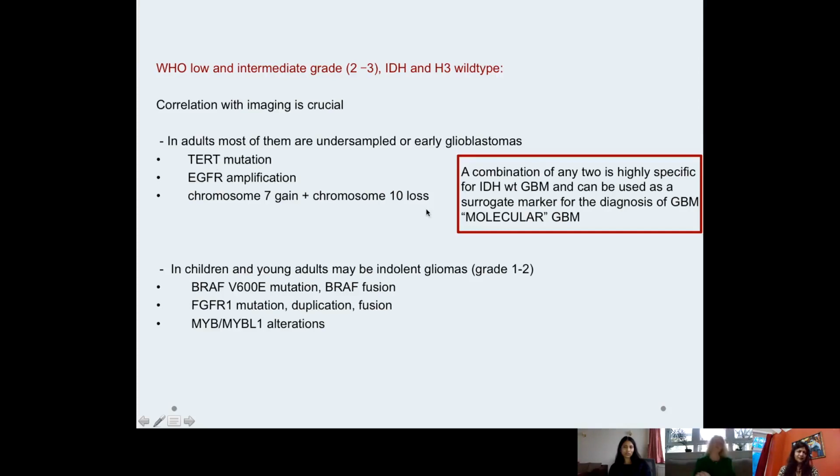Even more careful you have to be in case of young patients, because in these patients, an IDH wild-type glioma can be a low-grade tumor. Not all IDH wild-type gliomas in young patients are glioblastomas, of course. And here there is a group of indolent low-grade gliomas, which frequently carry mutations in the MAP kinase pathway, just like the circumscribed gliomas, like the pilocytic astrocytomas have, that are IDH wild-type and have, of course, a much better prognosis than an IDH wild-type glioblastoma.